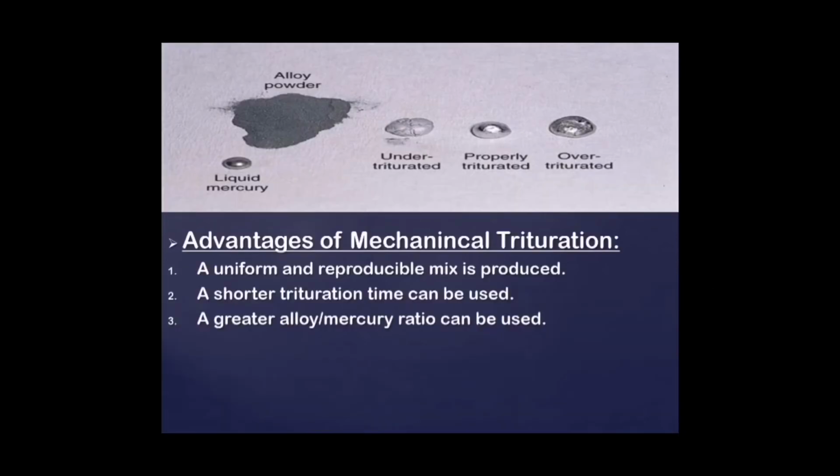Advantages of mechanical titration. A uniform and reproducible mix is produced. A shorter titration time can be used. A greater alloy mercury ratio can be used.